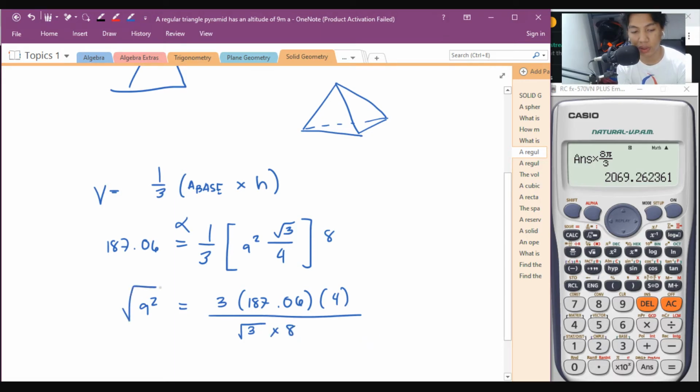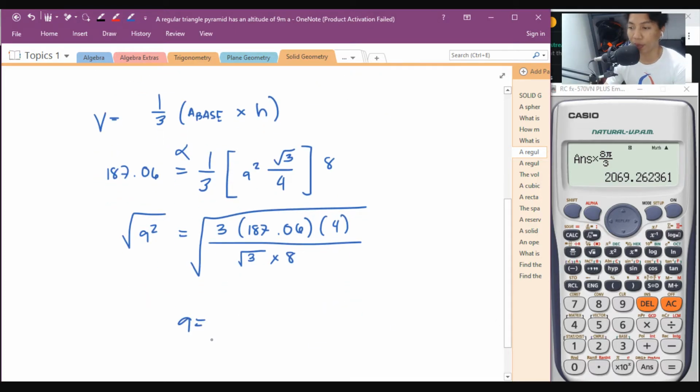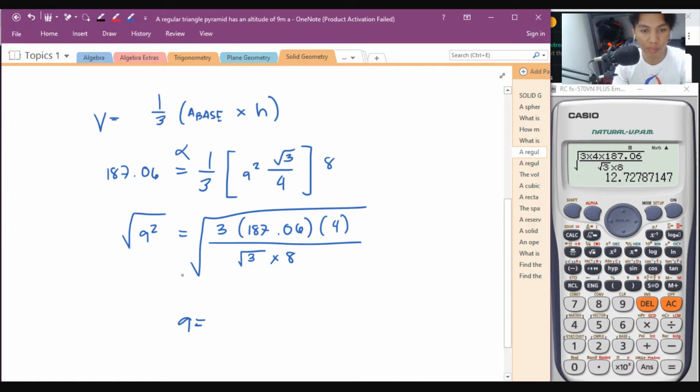Kaya yung a squared, square root mo para makuha mo si a. A will be what value? Square root of the entirety. 3 times 4 times 187.06 divided by square root of 3 times 8. So, the length of the edge now will be 12.72 kung di ako nagkakamali. Pwede na yun, 12.72.